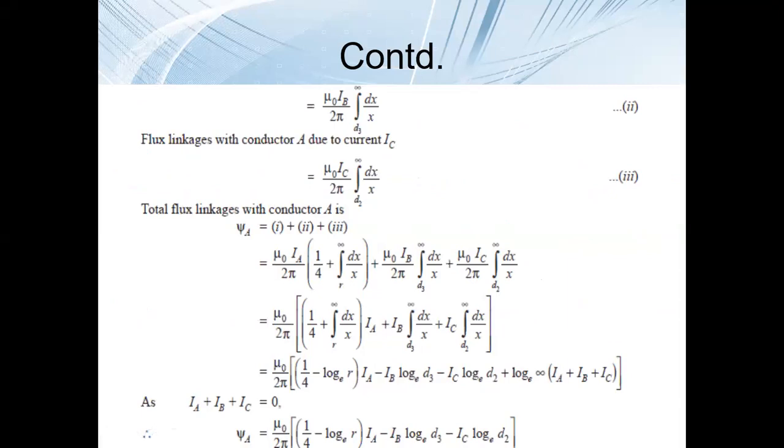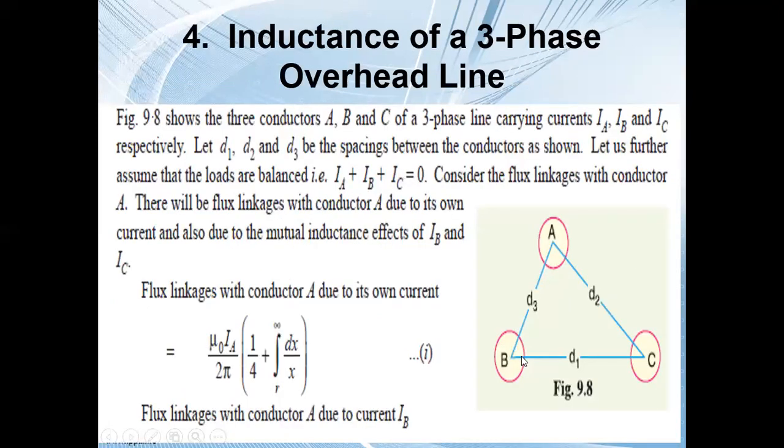So finally, that means this is our calculation of the flux linkage of conductor A. Similarly, if you are asked to calculate the flux linkage of conductor B, you have to proceed the same way. In that case, the flux linkage of conductor B due to its own current, that means its internal plus the external flux linkage.